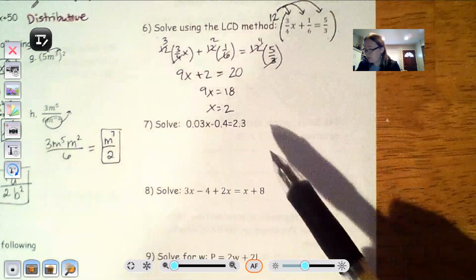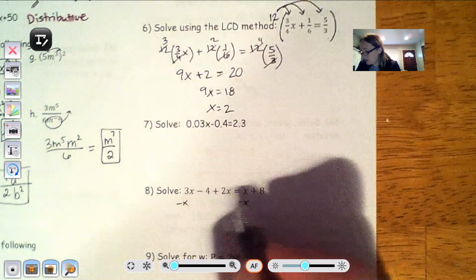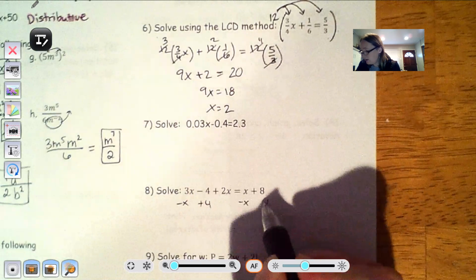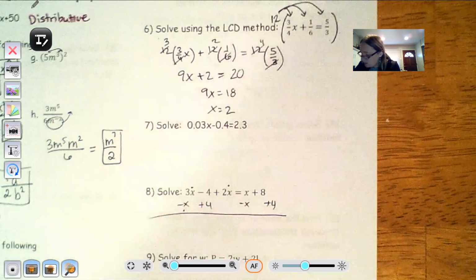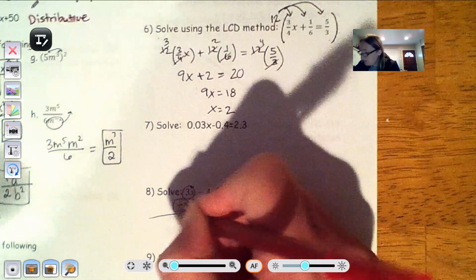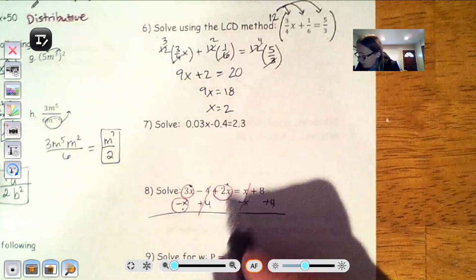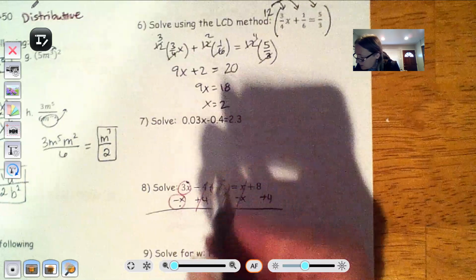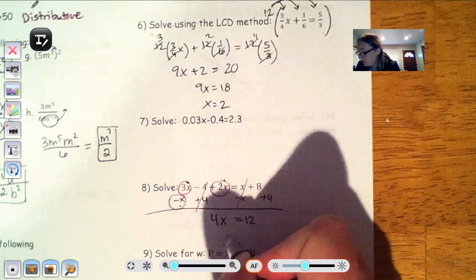All right, these are similar. This one, you'd want to get x's together, constants on the other side. And I can combine all 3 of those x's. Okay, all right. So 3, 4, 5, and 4x then. And then divide by 4.